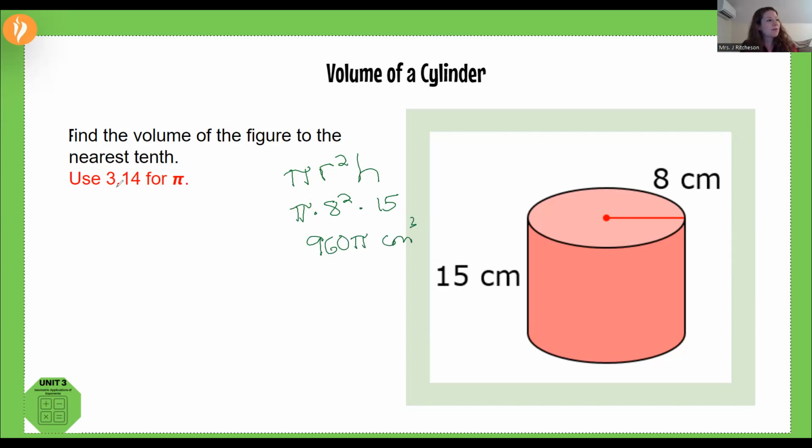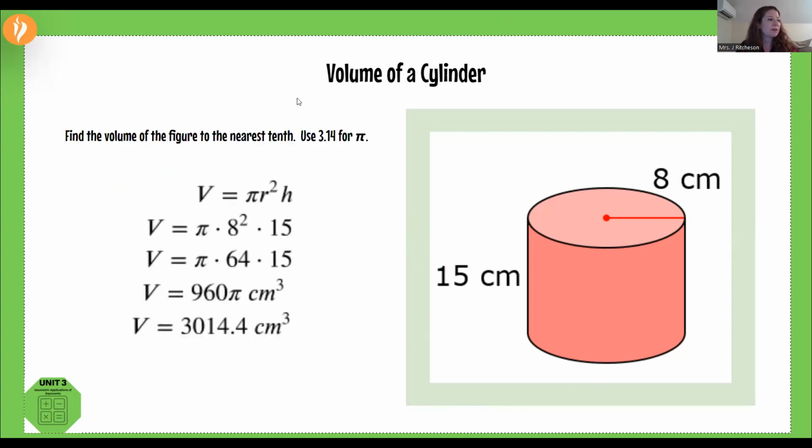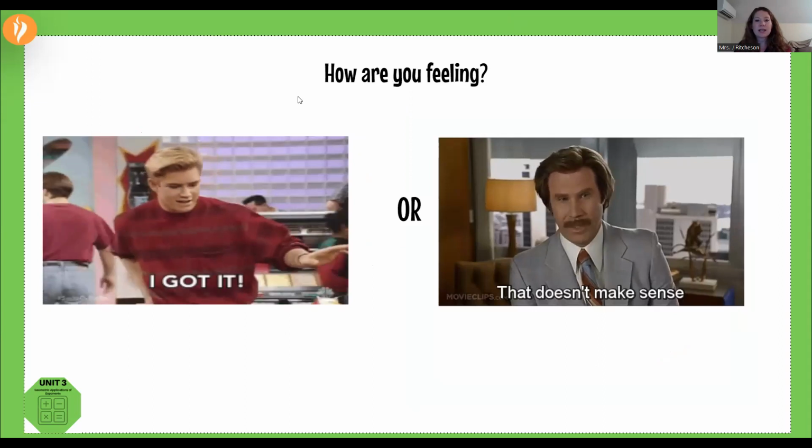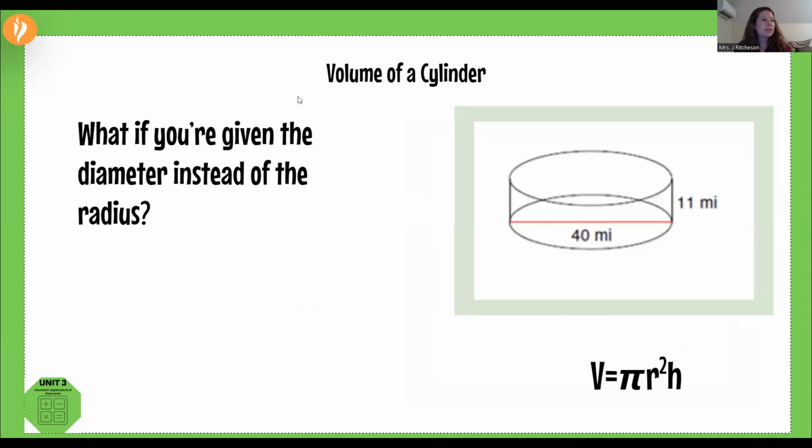And now, since I'm going to follow these directions, I'm going to multiply 960 times 3.14, and my answer is 3,014.4 cubic centimeters. All right. So everybody needs to use that calculator for this unit for sure. All righty. We got it right. Excellent. So as long as you guys have the formula, it tells you exactly what to do, right?